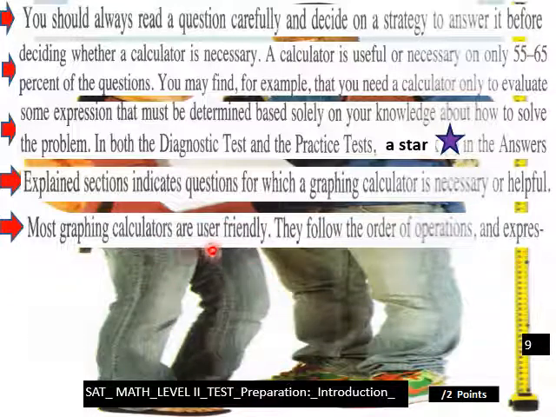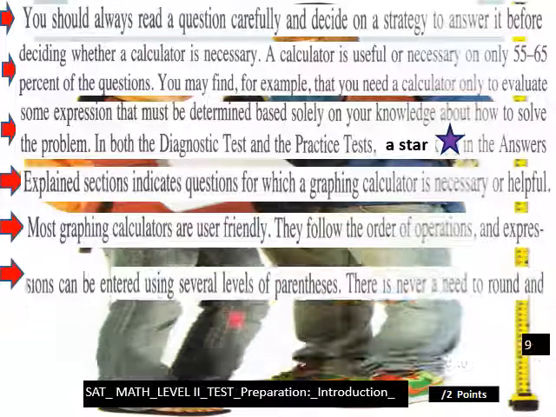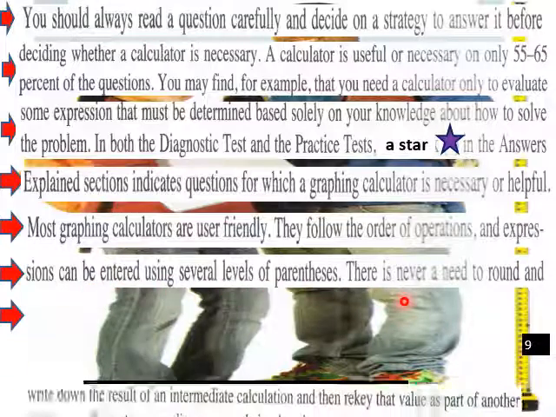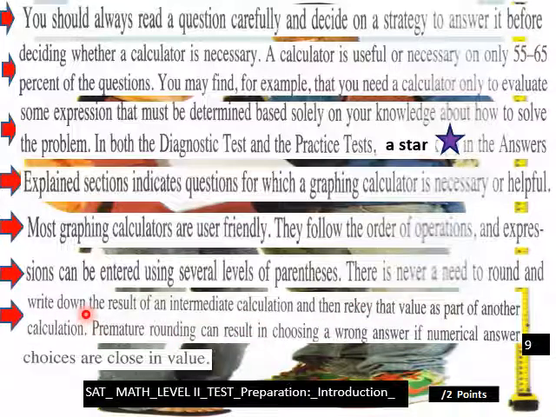Most graphing calculators are user-friendly. They follow the order of operations, and expressions can be entered using several levels of parentheses. There is never a need to round and write down the result of an intermediate calculation and then rekey that value as part of another calculation. Premature rounding can result in choosing a wrong answer if numerical answer choices are close in value.